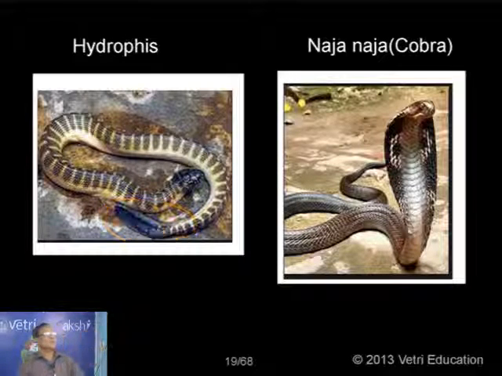Naja naja, this is the common cobra. Naja hannah is what is called the king cobra, the largest deadly poisonous snake, the king cobra. So Hannah or Naja hannah, different names. The normal snake, the cobra, is Naja naja. Naja hannah is the king cobra, the longest and largest deadly poisonous snake in this world.